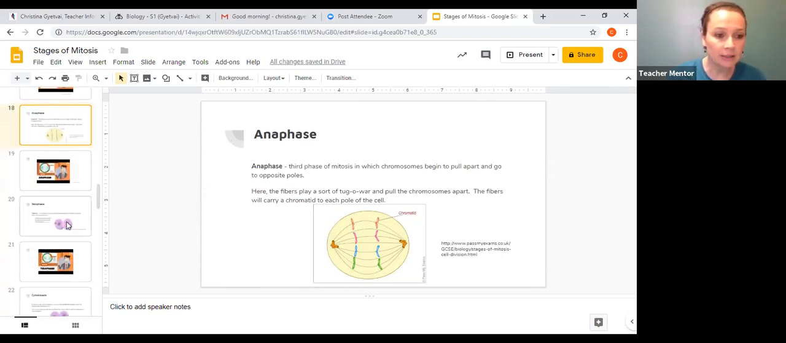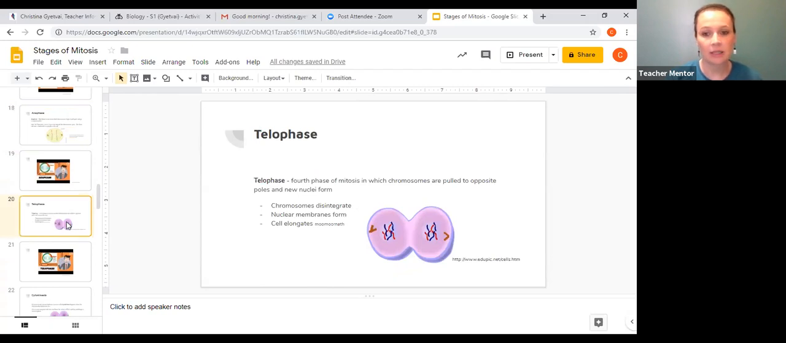Then finally, telophase. This is where I'm going to see the chromosomes disintegrate. So they go back to that crumbled mess, hairball-like substance. And then I get new nuclear membranes. So I know that there are this amount of cells within the telophase stage because I can see two nuclear membranes and I don't see the chromosomes anymore.